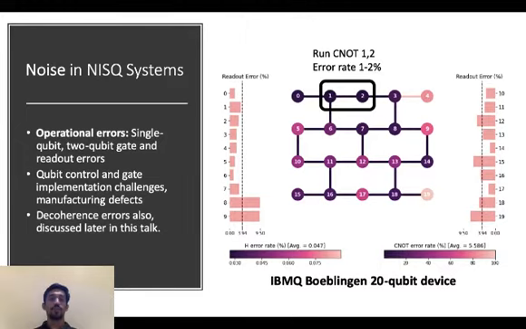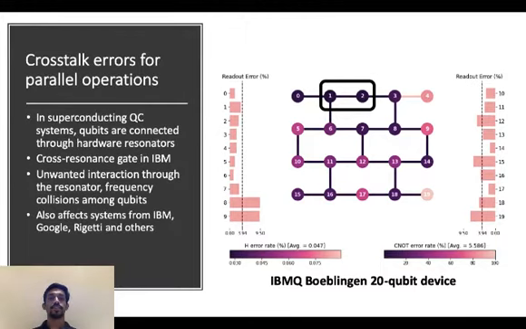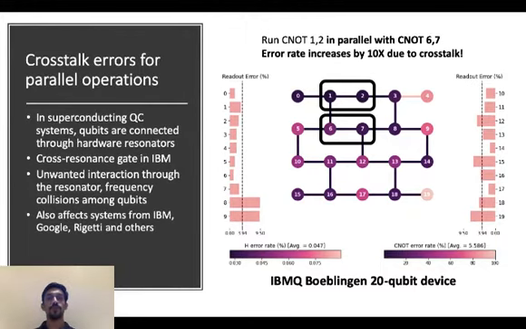Now, because of difficulties in qubit manufacturing, qubit control, and gate implementation, these gates are imprecise. For instance, this gate here has an error rate of about 1 to 2% per invocation. And this is the error rate when there's no other operation executing on this chip. Now, if I run, let's say, CNOT 6, 7 also in parallel with this gate, then the error rate is actually much worse. And this is what we mean by crosstalk.